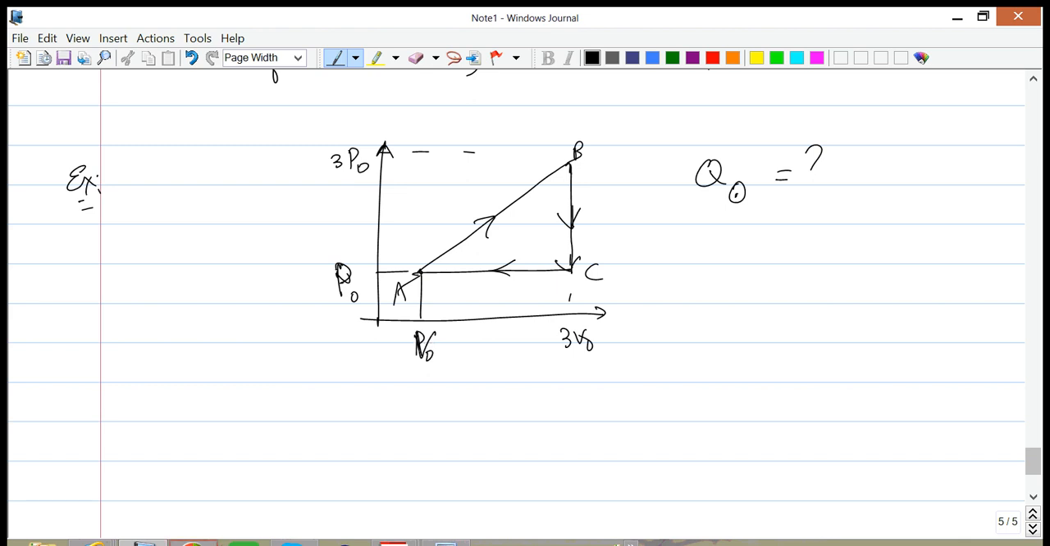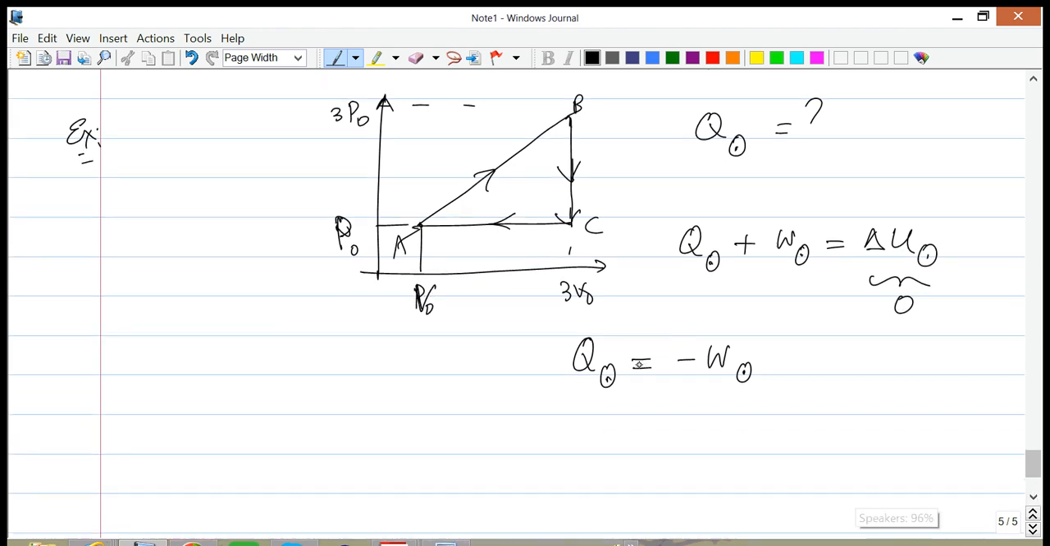Now, the answer for this is actually very easy. If you recall, our law of thermodynamics says the following: Q for the cycle plus work done for the cycle is equal to change in internal energy for the cycle. Now if you recall from the internal energy change video, would we already know what delta U is? For any closed cycle, delta U is equal to 0 because we bring the gas back to its original temperature, original state, which means that Q for the cycle is simply equal to negative of the work done during the cycle.